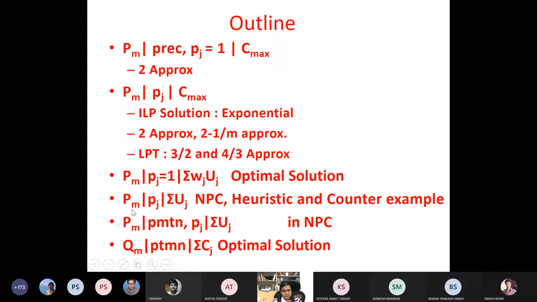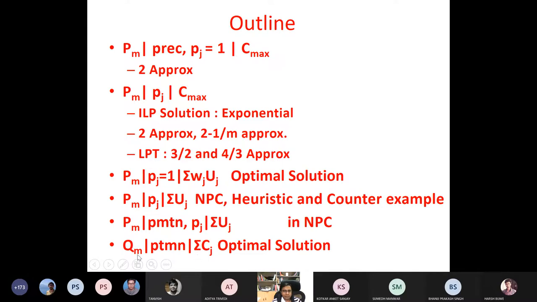Then another problem: suppose all tasks have arbitrary execution time. That problem is an NP-complete problem, and we'll see a heuristic and a counterexample. One heuristic looks very good, but it is not actually an optimal solution for that, and you will find the counterexample for that. Another thing: suppose for the same problem you allow preemption, pmtn, whether it is solvable or not is also a very difficult problem.